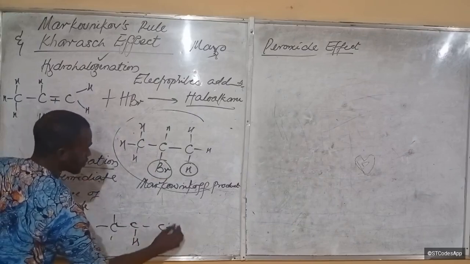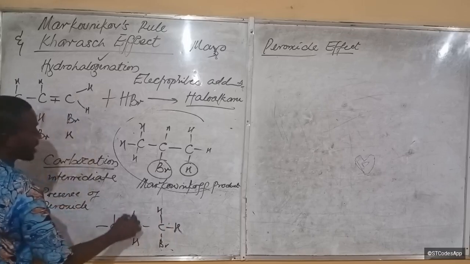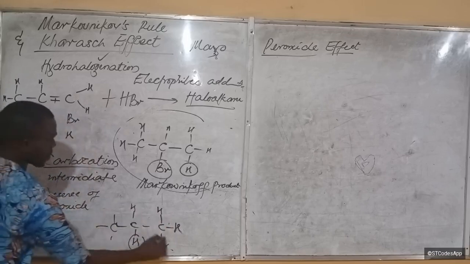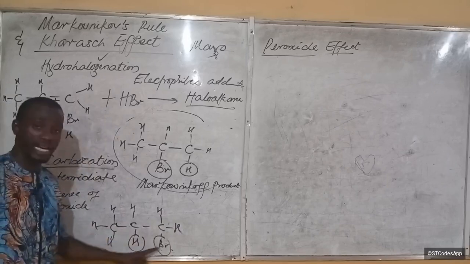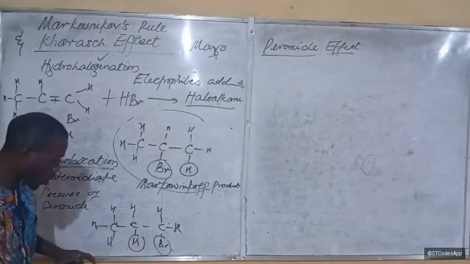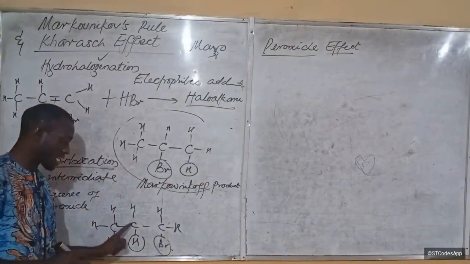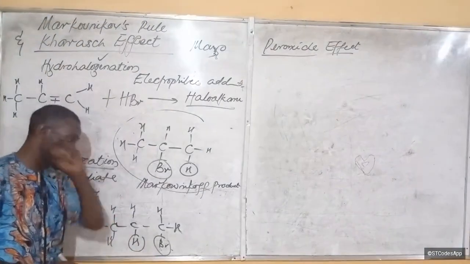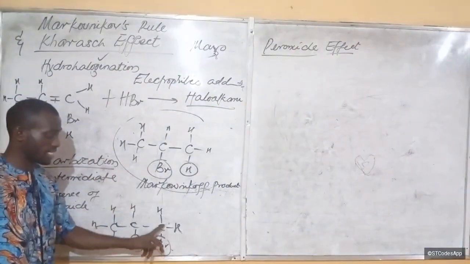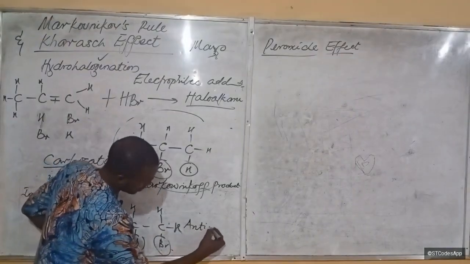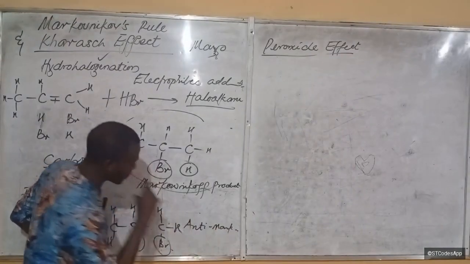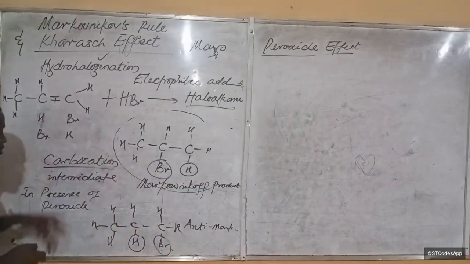Now, you remember I said that the ones I put in brackets in a circle here are the new groups. Notice that the hydrogen comes to the carbon that has less hydrogen, and the bromine comes to the carbon that has more hydrogen. This is called the anti-Markovnikov product. Does that make sense now? So this is the reason.